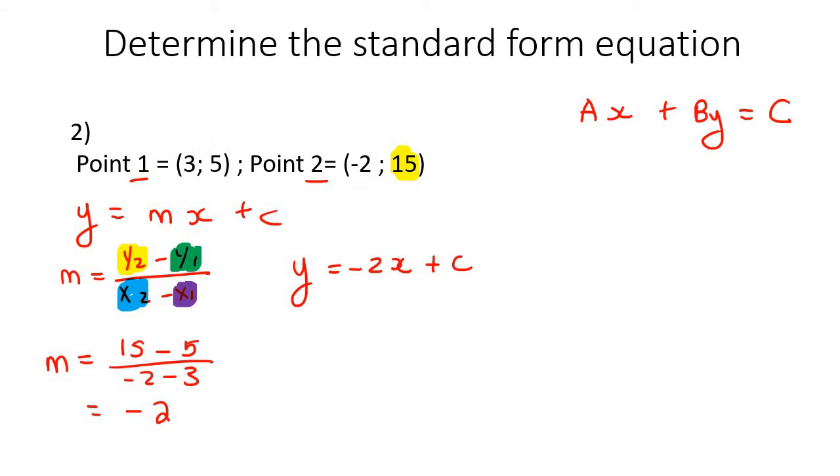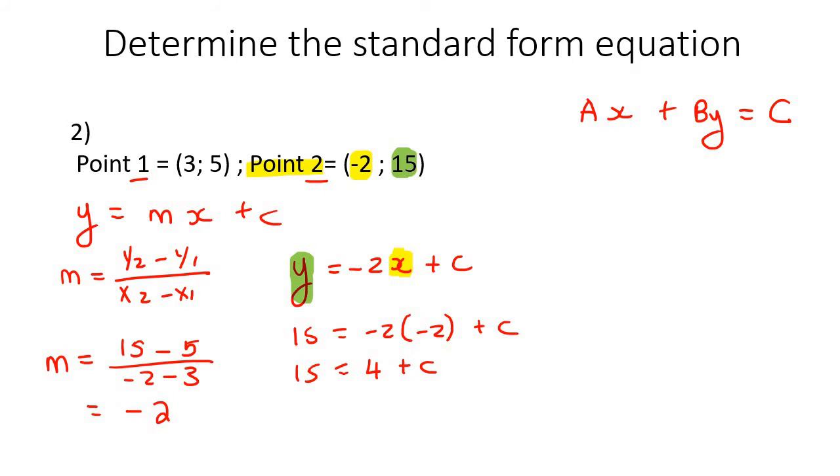And then to find c, remember this is where we'll choose a random point. So for example, let's say we chose point 2, so then we could put this in the place of x, and then we could put this one in the place of y. And so then you would get 15 equals to negative 2 times negative 2 plus c, and so you'd get 15 equals to 4 plus c. And so if you had to work out c, you would eventually end up with 11. And so your slope-intercept form would be y equals to negative 2x add 11.